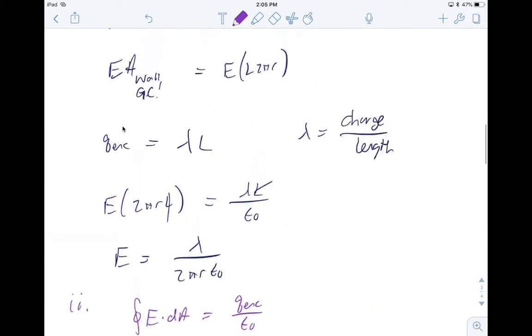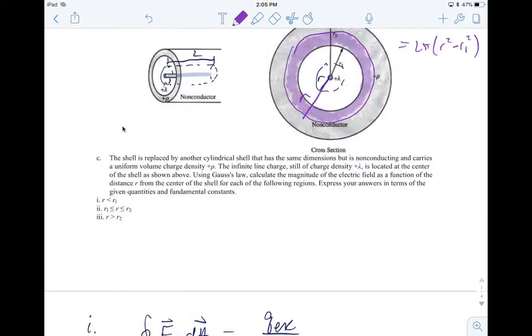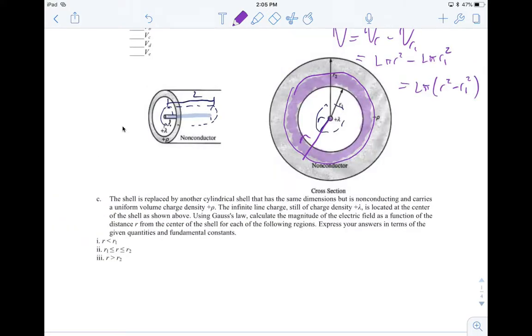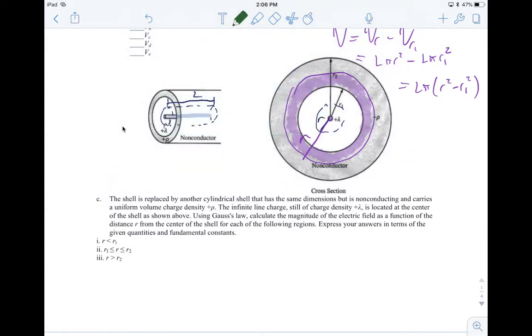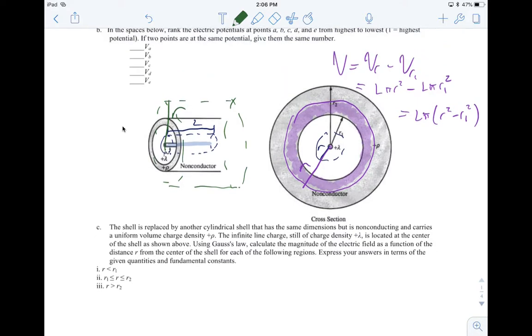And then last one, when R is greater than R2. Okay, so now when we do that, our Gaussian cylinder is going to be outside of everything. So here's our new Gaussian cylinder. It's outside of everything, has radius of R. Okay, so on this picture, it's out here. Doesn't look like a circle, but it is.